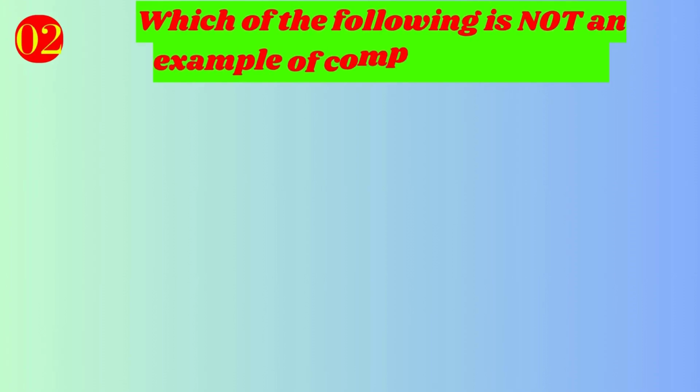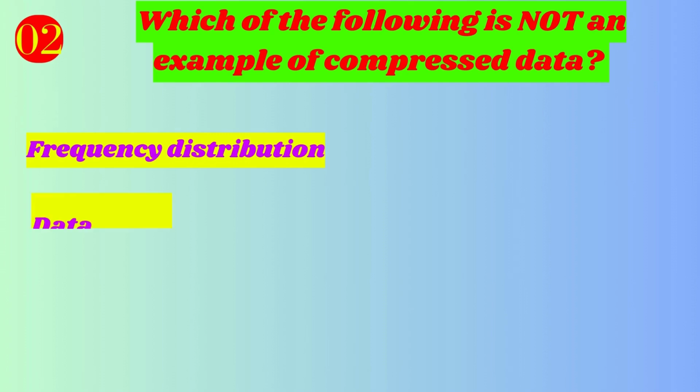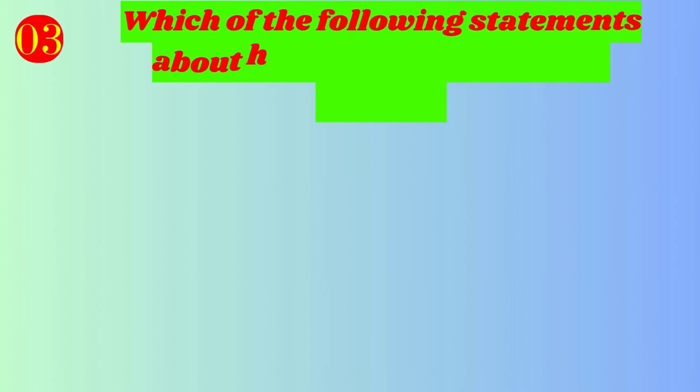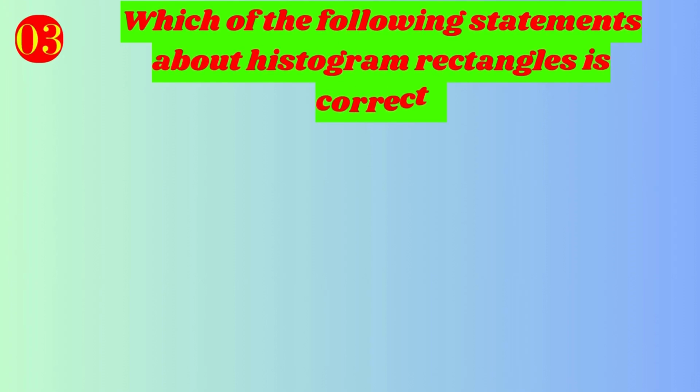Which of the following is not an example of compressed data: frequency distribution, data array, histogram, ogive? The correct answer is data array. A data array is a collection of data elements stored in a structured format, but it is not a compressed form of data. Which of the following statements about histogram rectangles is correct?